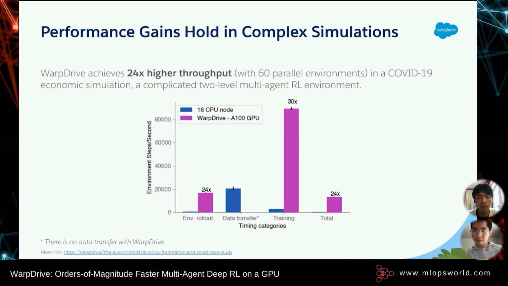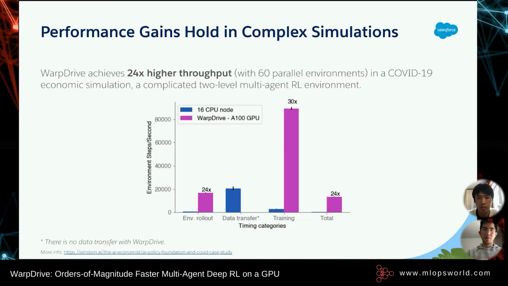And we also compared this COVID-19 simulation. We also have pretty significant performance gains in this much more complex simulation. Overall, we achieve 24 times higher throughput with 60 parallel environments. We can even scale up more with more and more environments because WarpDrive fully utilizes parallelism at the thread level in the GPU. So in our benchmark, it can manage 600 parallel environments as well.